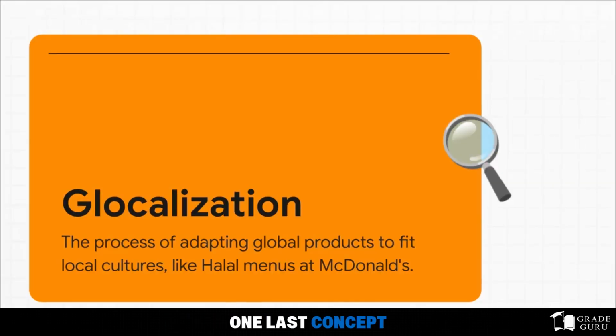One last concept, globalization. It sounds like a fancy word, but it's a pretty simple idea. It's what happens when a global product is adapted to fit a local culture. The go-to example is McDonald's. It's a massive global chain, but in Muslim-majority countries, they have halal menus. It's a global idea made local.